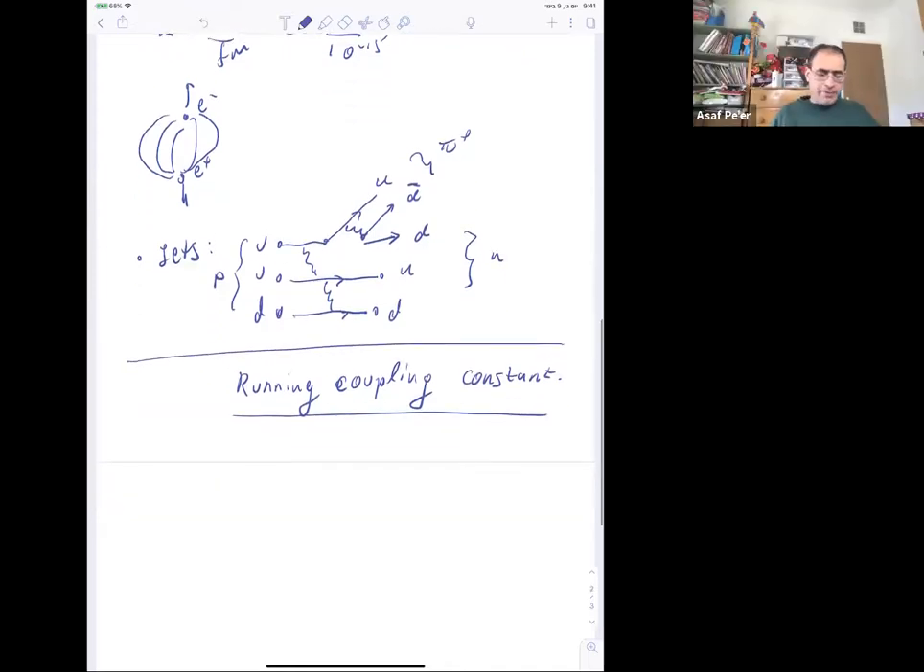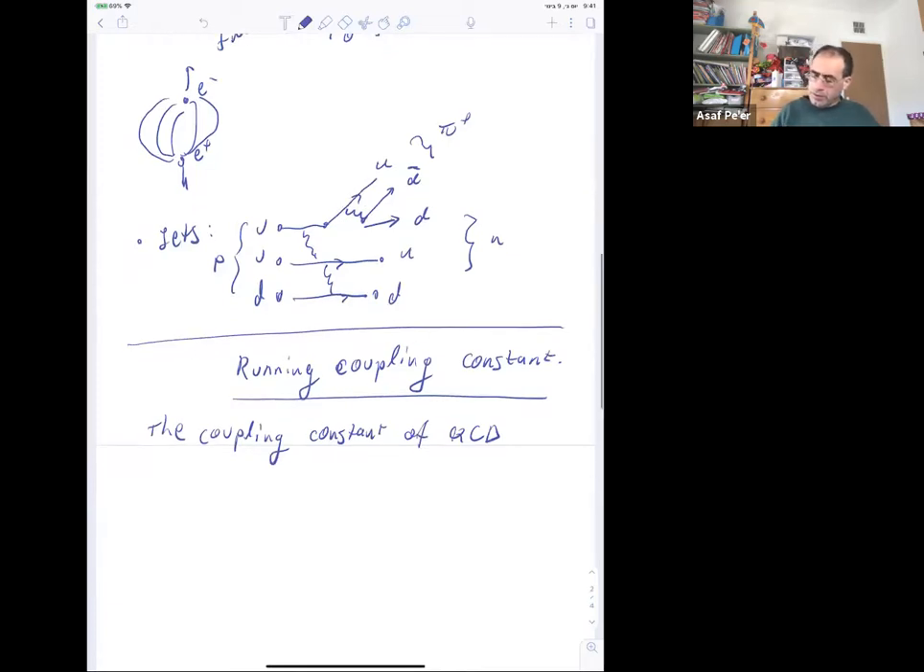So heuristically, what happens is that the coupling constant of QCD, actually not of QCD, all the coupling constants, they depend on the length, which is inversely proportional to the energy, right? They depend on the length, inversely proportional to the energy. So that's the name running coupling constants.